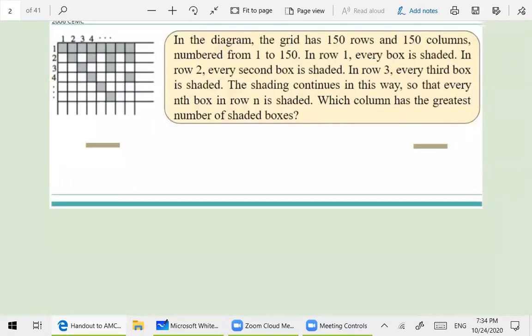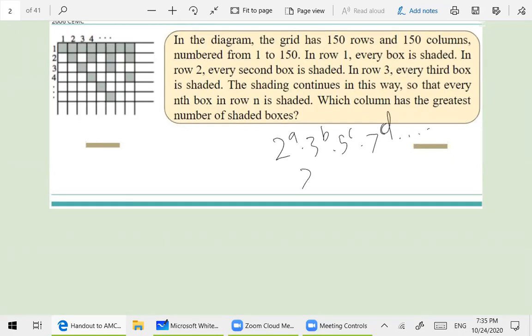Okay, so this problem is the same as saying which positive integer that's less than or equal to 150 has the largest number of positive factors. That's basically what this is saying. So then you can realize that it would be in the form 2 to the a times 3 to the b times 5 to the c times 7 to the d, and so on.